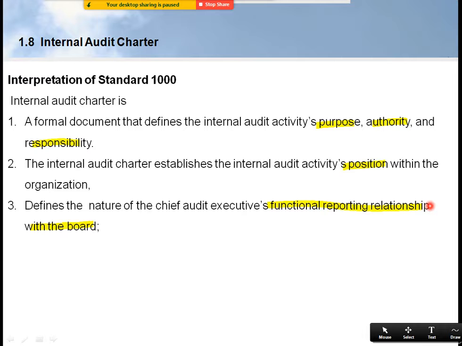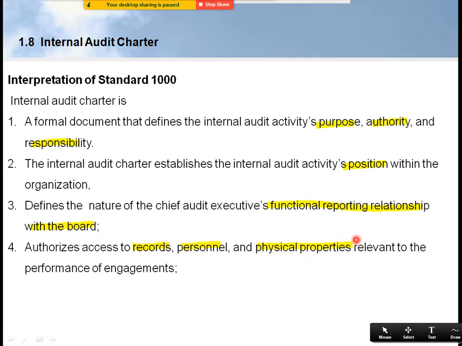This internal audit charter, as we have already agreed, authorizes and gives powers to the internal auditors to access certain records, people, and physical properties related to the work we do. So we should have access to records, personnel, and physical properties relevant to our job as internal auditors. And the scope, what we can and cannot do, must be specified within the charter. The charter is drafted by the chief audit executive and his team, and its final approval is given by the chairman of the board or the audit committee and the chief executive officer. If they want to make any addition or deletion, it is their prerogative. They will let you know, and then you will redraft it and submit it for approval.